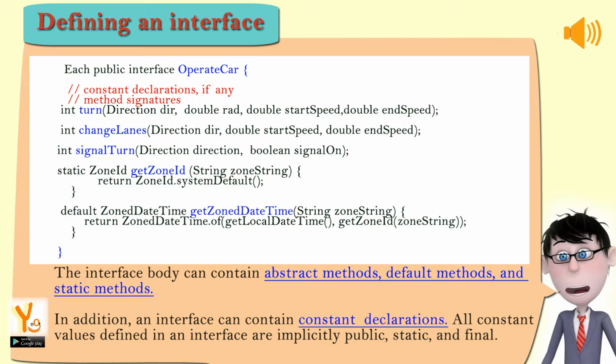Here is an example of an interface. The interface body can contain abstract methods, default methods, and static methods. In addition, an interface can contain constant declarations. All constant values defined in an interface are implicitly public, static, and final.